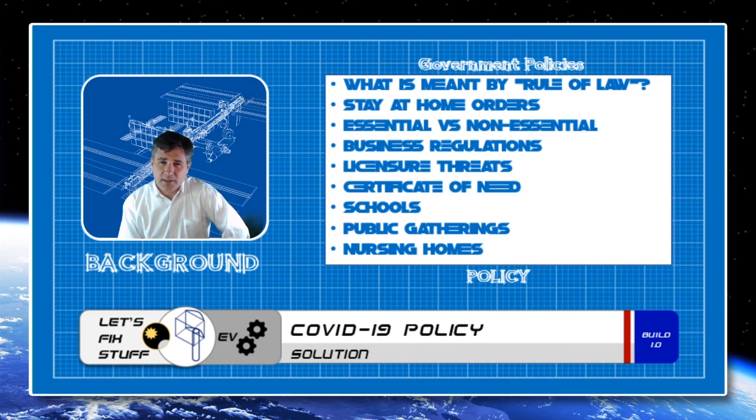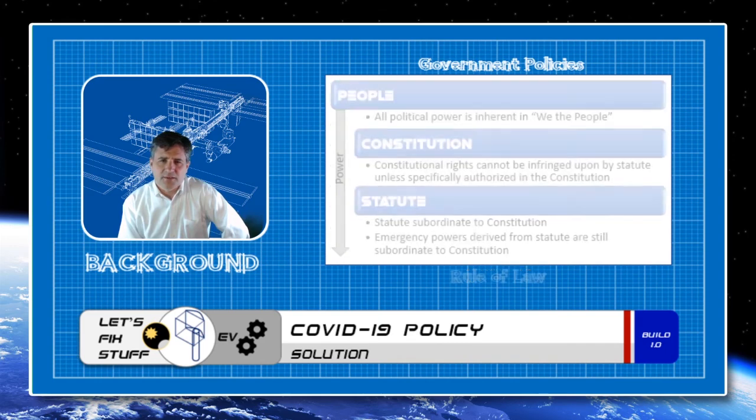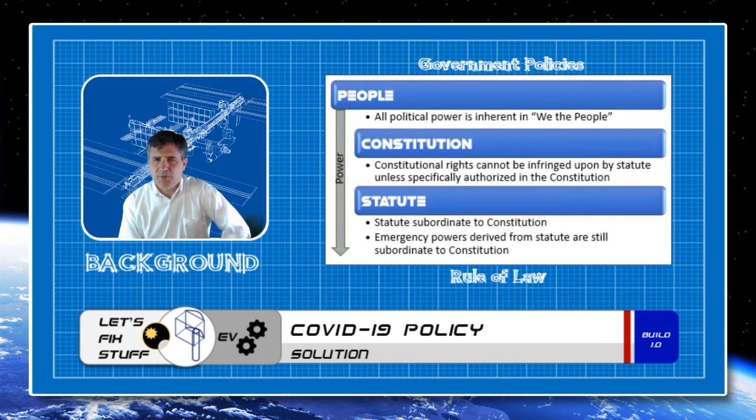And last, we're going to end up here on a discussion of nursing homes and some of our most vulnerable population. So first of all, let's take a little civics primer here. In America, our system of government is based upon the fact that all political power is inherent in we the people. You see it in the United States Constitution, the preamble, we the people.